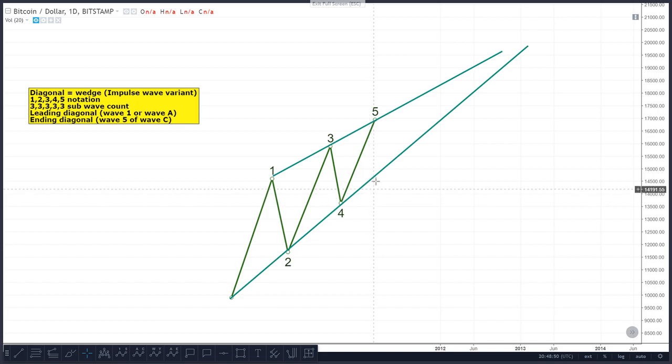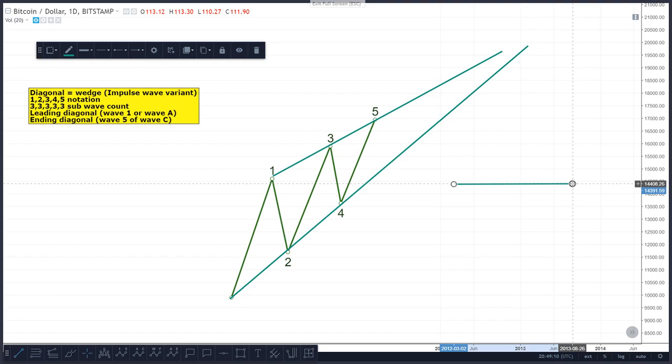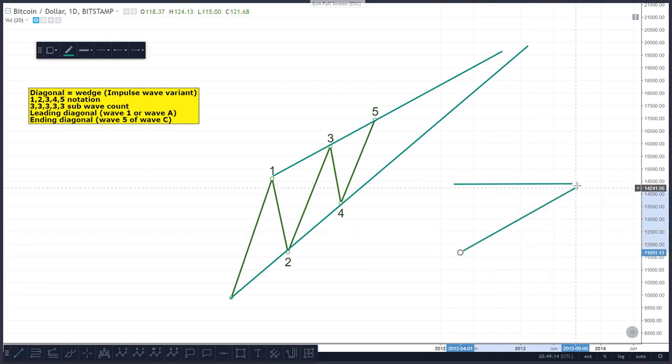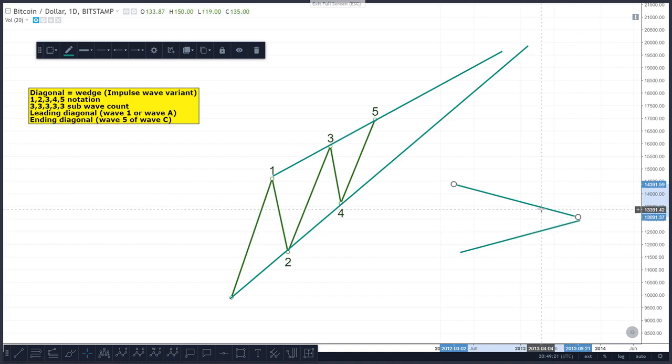So how do we differentiate a wedge from a triangle? This is how we do it. As you can see in the wedge, both lines are going in the same direction. They're both going up. Alternatively, they could both be coming down. In a triangle, you'll never get both lines going in the same direction. You may get one going flat whilst one goes up. Alternatively, one will go up whilst the other one comes down.